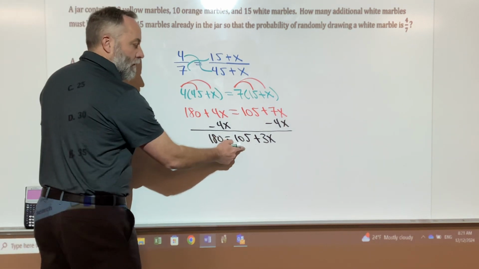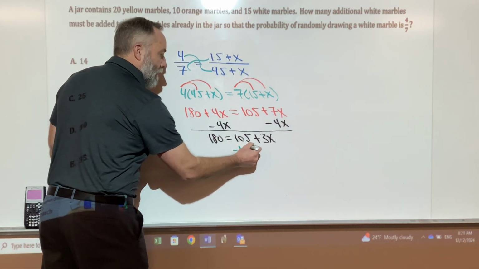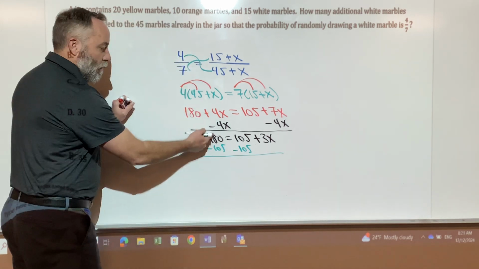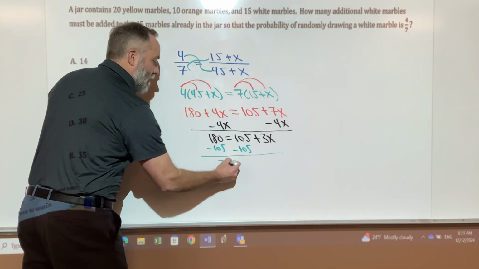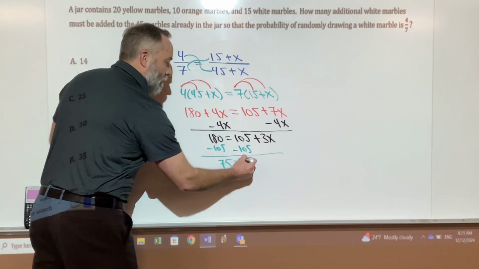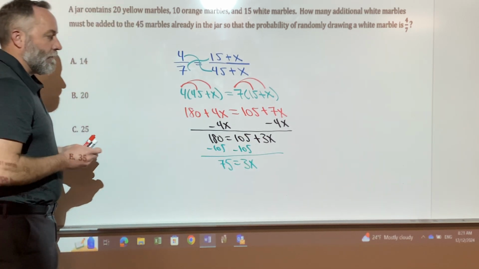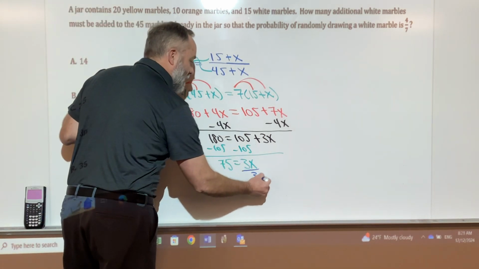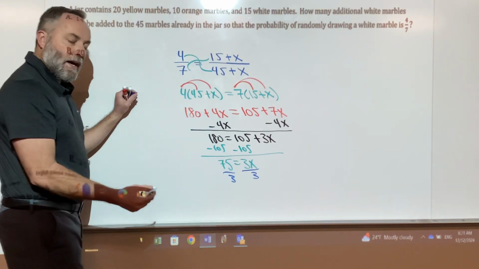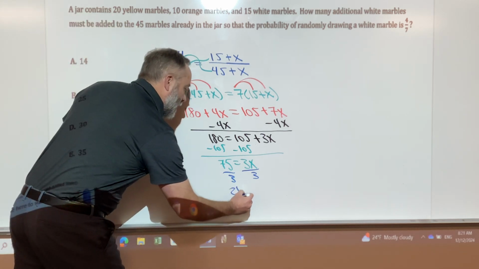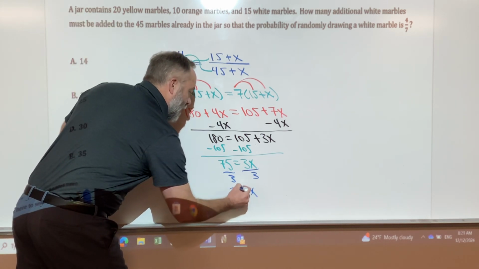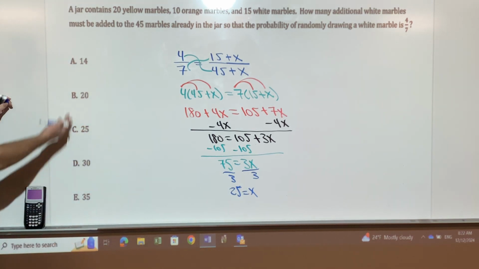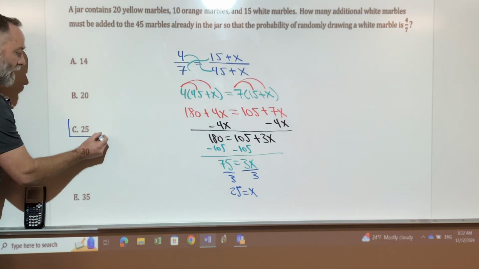So now let's move this 105 by subtracting 105 from both sides. And that makes our left side 180 minus 105, which is 75, and our right side, which is 3 times x. Last thing we need to do to get x by itself would be to divide both sides by 3. And 75 divided by 3 is 25. So we have 25 is equal to x, and we can find that that choice is here in selection C.